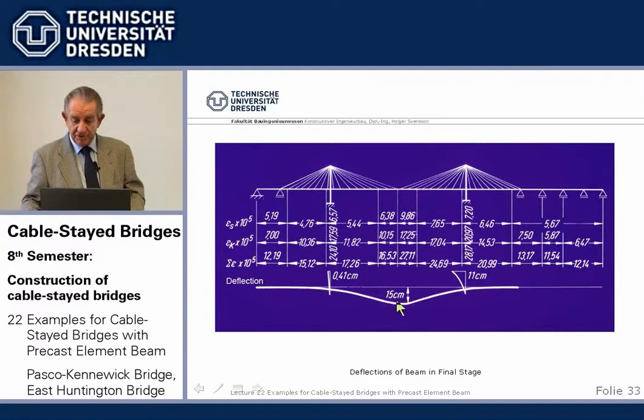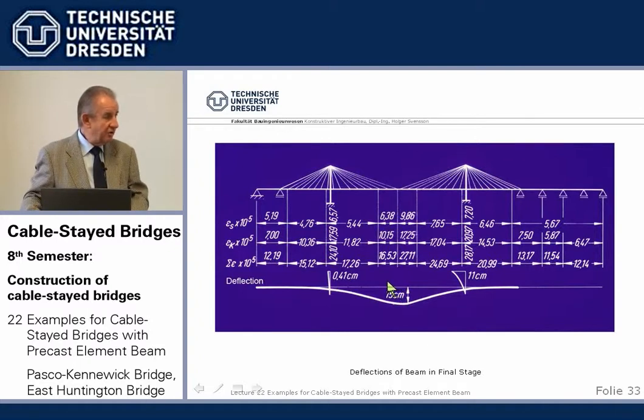But it shows 15 centimeters vertical movement due to shrinkage and creep is more than for a regular bridge. It's quite something. All this naturally has to be calculated.